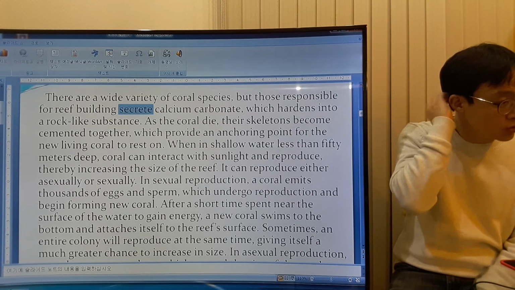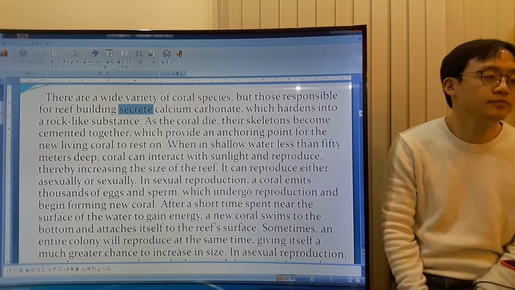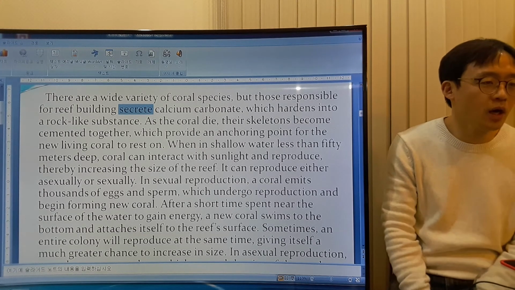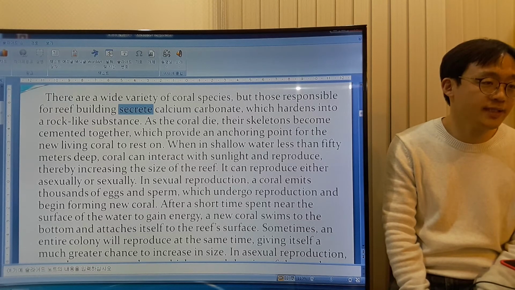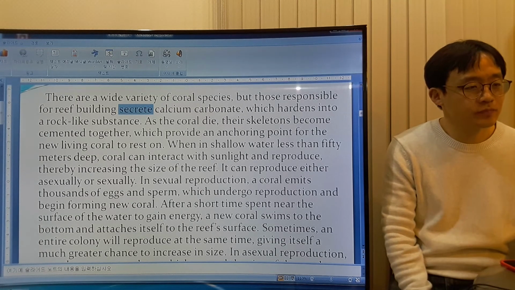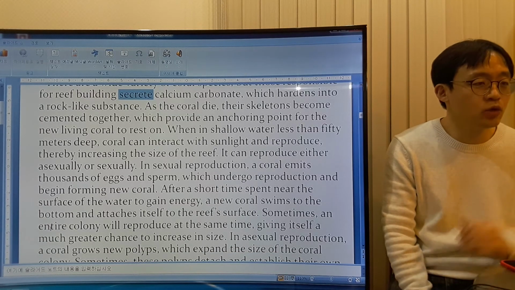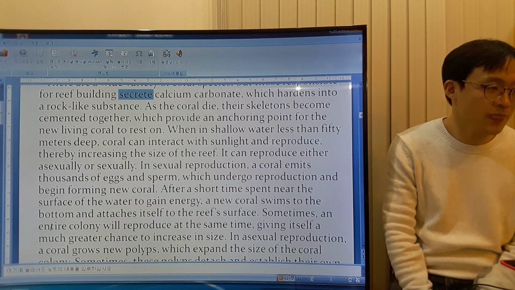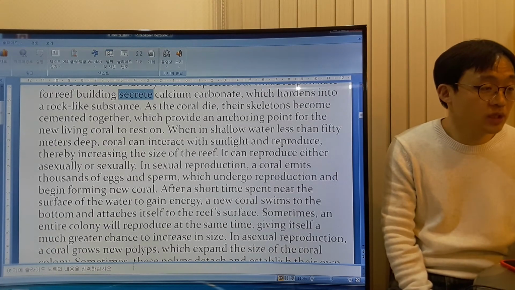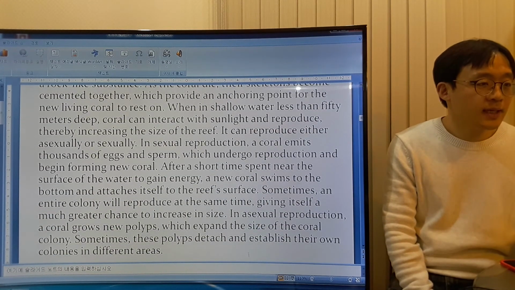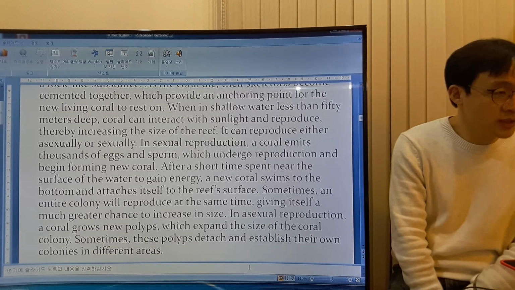The reef building corals produce calcium carbonate, which hardens into something like a rock. But when the coral die, their skeletons become covered with cement, and this gives an anchoring point for the new living coral to rest. And in shallow water, less than 50 meters deep, coral can act with sunlight and reproduce, and it increases the size. It can reproduce asexually or sexually.